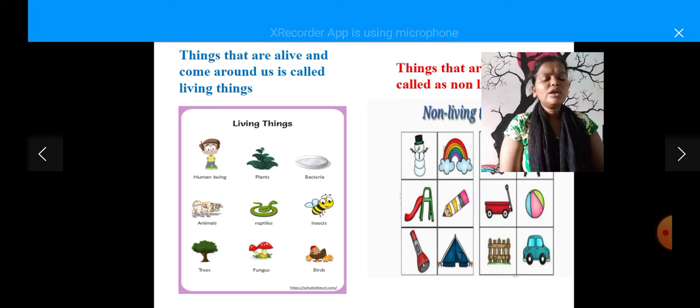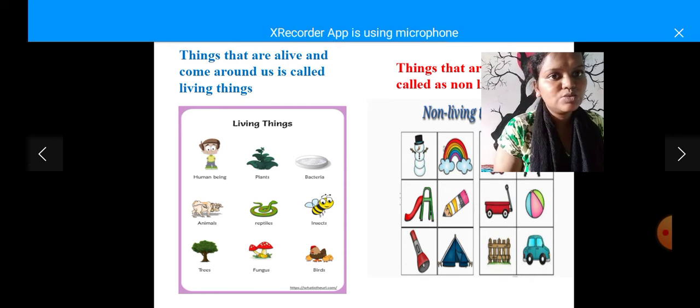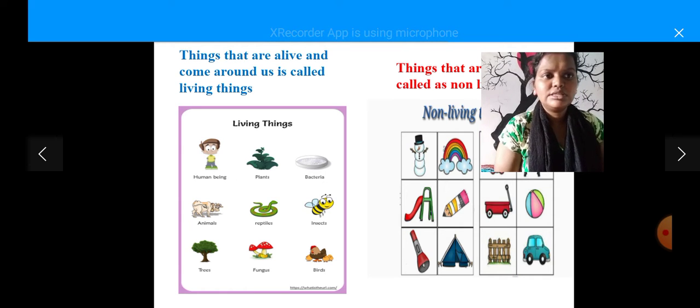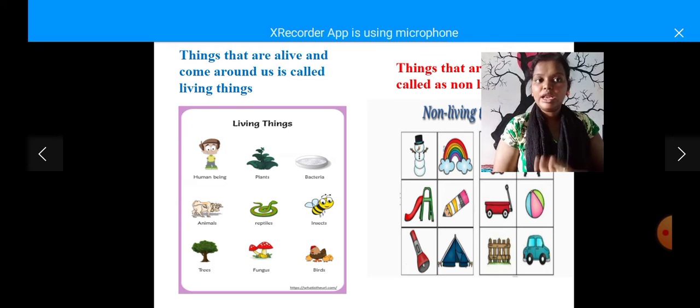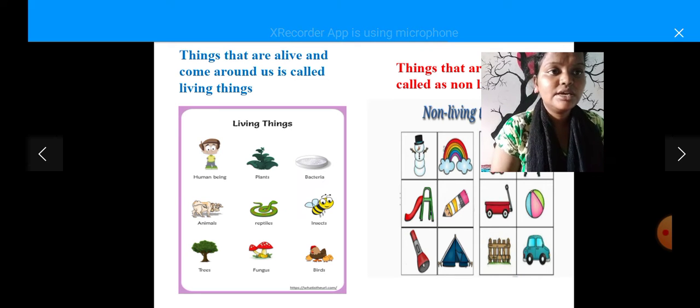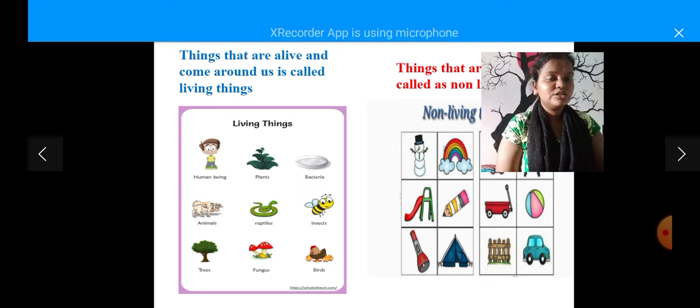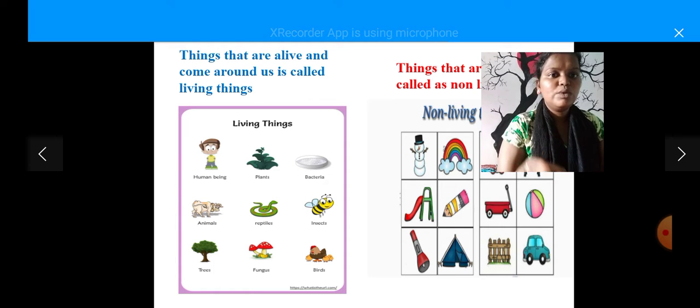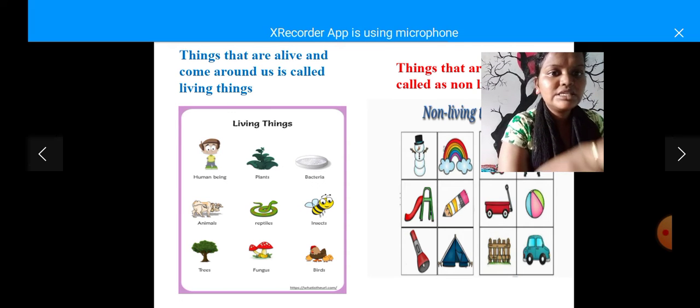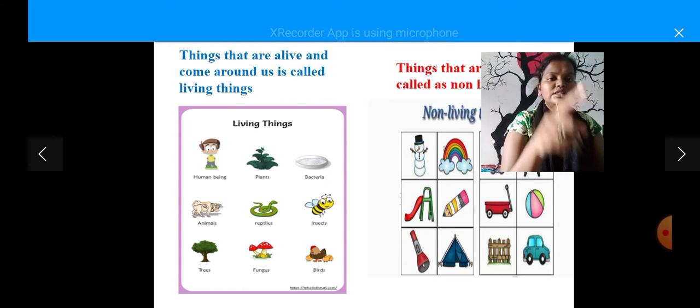Next, shall we see what living things are? Students, can you guess what living things are? Yes, we come across many things in this world. Some are alive and some are not alive. The things which are alive around us are called living things. And the things which are not alive are called non-living things. You can see a picture of living things. Yes, there are human beings, plants, bacteria, animals, reptiles, insects, fungus. These are all living things.